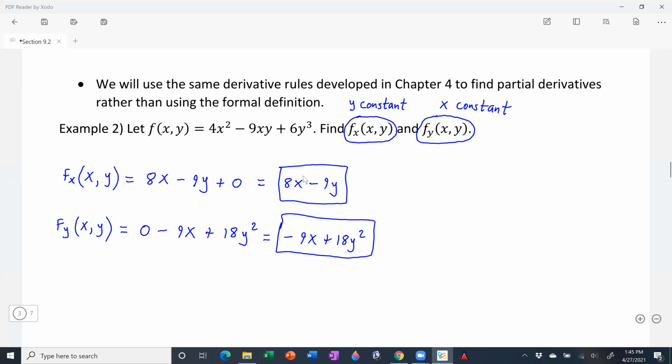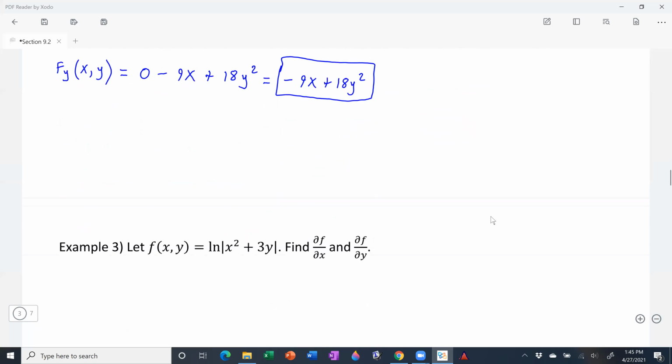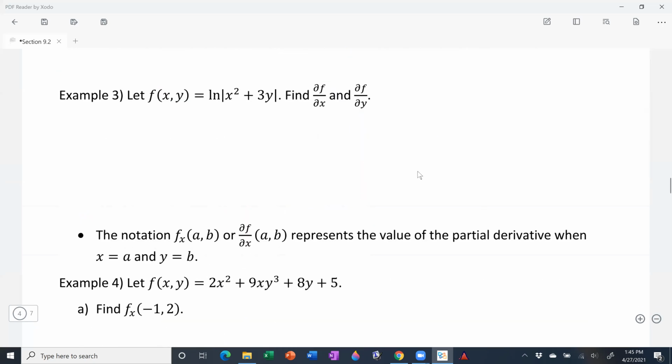Interesting stuff. Almost feels like a bit of a loophole if we're taking partial derivatives and just treating the other variable as if it's a constant, but it has a ton of applications. All right, so take some getting used to. We'll do a couple more of these. I'll make a separate video to pick up on example 3.